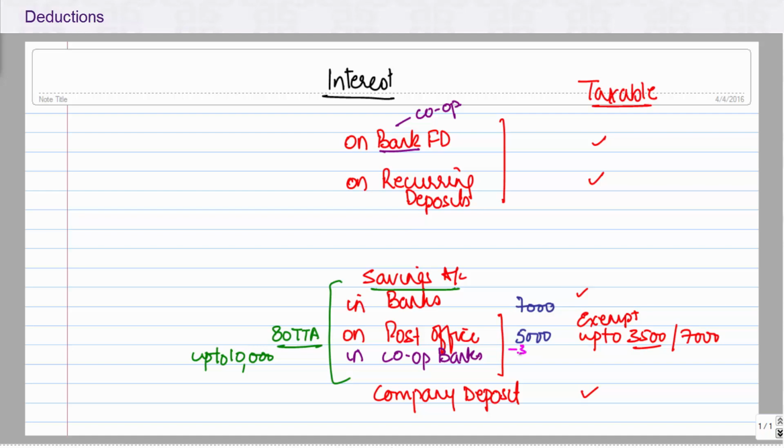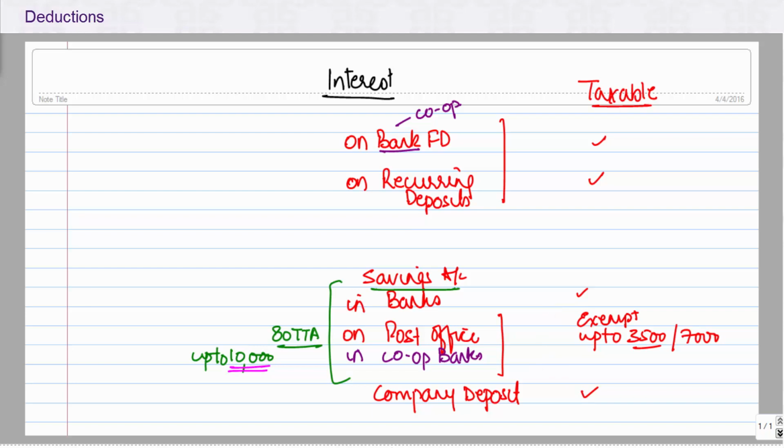We first give exemption of 3,500, which makes it 1,500. 1,500 plus 7,000 makes it 8,500. So 8,500 becomes income from other sources included in the GTI, and we give a deduction under 80TTA of 8,500 because it is up to 10,000. So that is one point that you should remember.